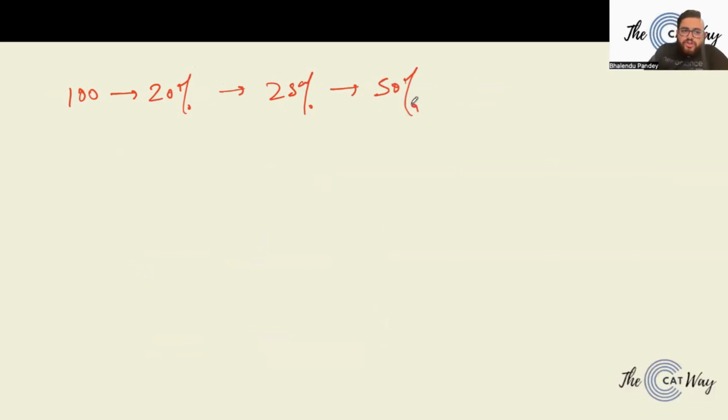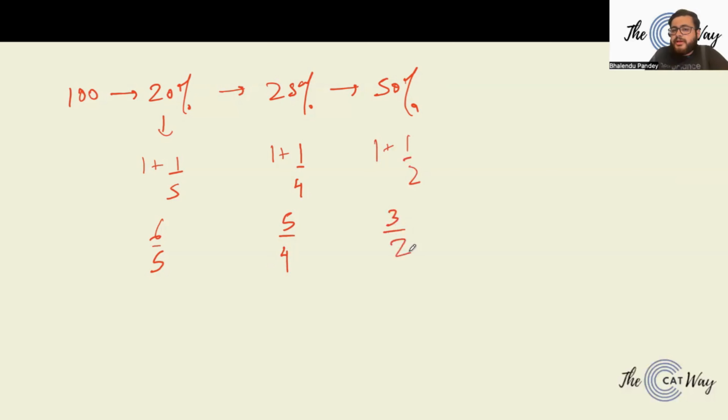The only thing that we have to do is see the multiplying factor. For 20% it would be 1 plus fraction, that is 6 by 5. The multiplying factor for 25% would be 1 plus fraction, that is 5 by 4. For 50%, 1 plus 1 by 2, that is 3 by 2. Now, the only thing you need to do to arrive at the final answer is 100 multiplied by the multiplying factors. And those multiplying factors can also be written in any order that you want.